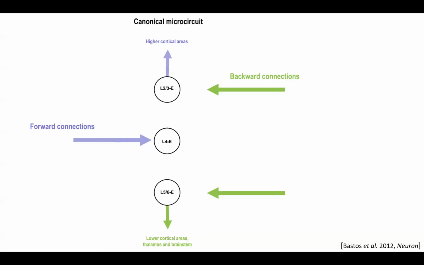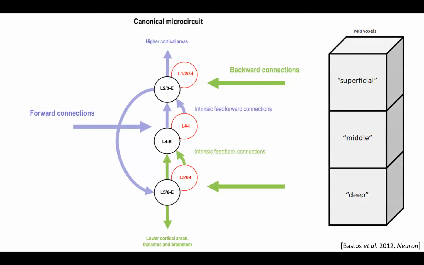Here again, as Josine had mentioned, we see forward connections that project to layer 4, as well as backward or feedback connections that project to layers 2, 3 in the supragranular cortex, or layers 5, 6 in the infragranular cortex. A couple more details here: there also appear to be some recurrent connections, some inhibitory connections, across layers 2, 3, 4, and 5, 6. We also see intrinsic feed-forward and intrinsic feedback connections.